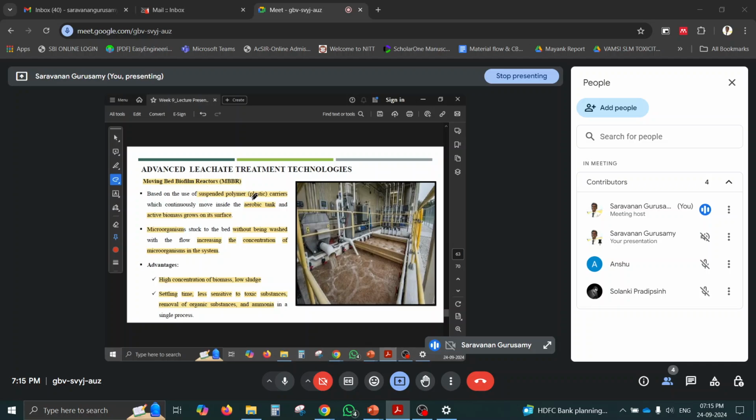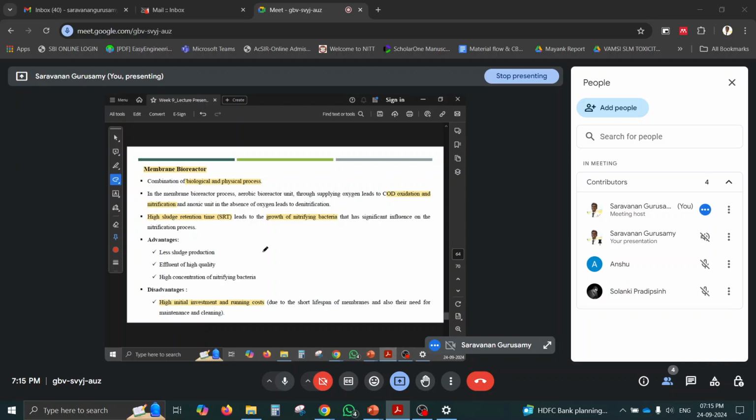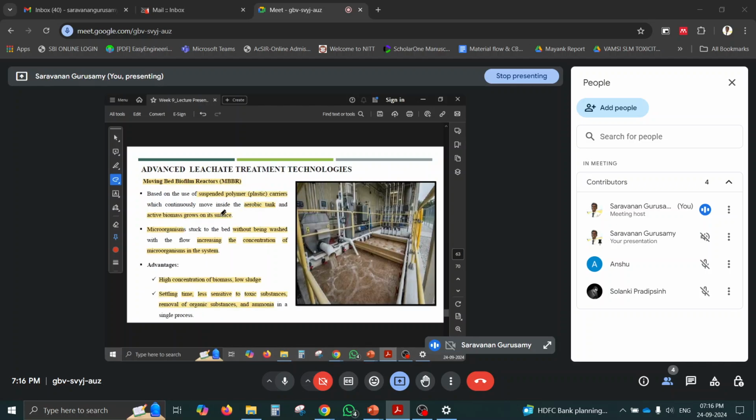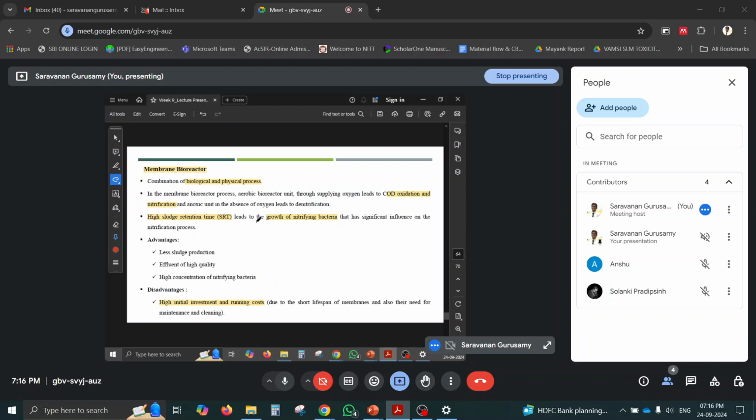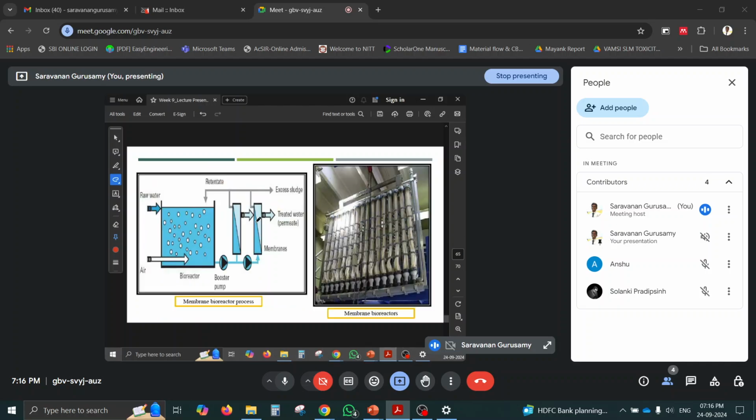Like moving bed bioreactors, or advanced treatment methods, membrane bioreactors. These two are very important, MBBR and MBR. These are advanced wastewater treatment technologies.